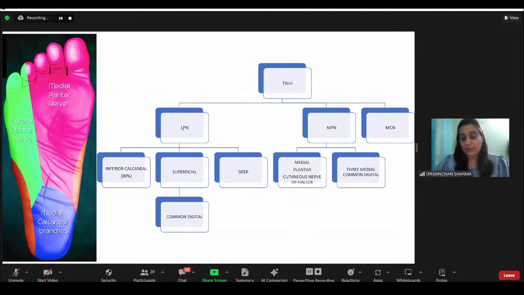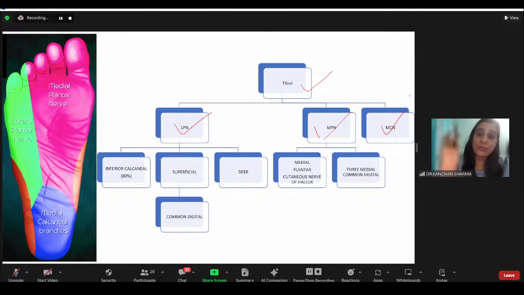Now, when it comes to the tibial nerve, do remember that it does not always happen as I have written here. You have lots of anatomical variations in the division of the tibial nerve. This tibial nerve can divide within the fibro-osseous tarsal tunnel, or you can have a division of the tibial nerve above that as well. Here we are taking it that it is dividing inside the tarsal tunnel, into the lateral plantar, medial plantar, and the medial calcaneal.